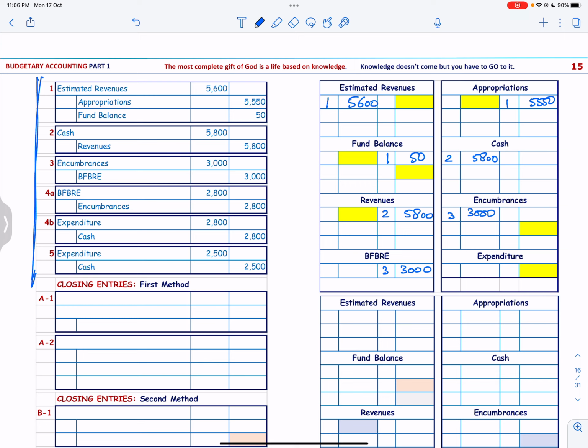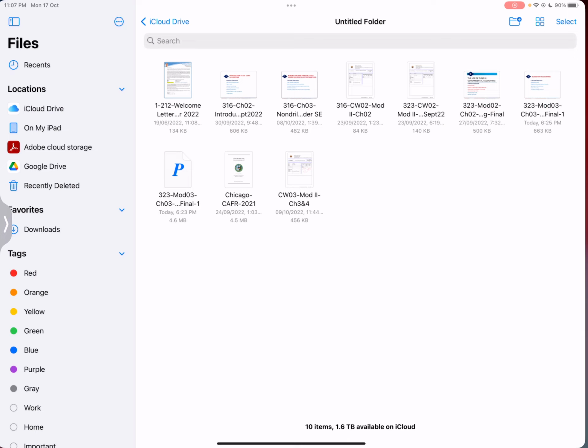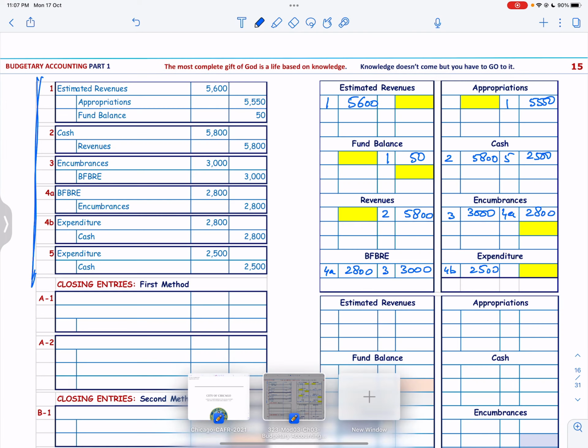Then we have budgetary fund balance reserve for encumbrance debit. So we have 4A, and that is debit by 2,800. And encumbrance is credit 4A, credit by 2,800. Next we have expenditure is debit. So this is 4B, and this is debit by 2,500, and cash is credit by 2,500. So that's how we have recorded the ledger, and we are going to prepare the closing entries.